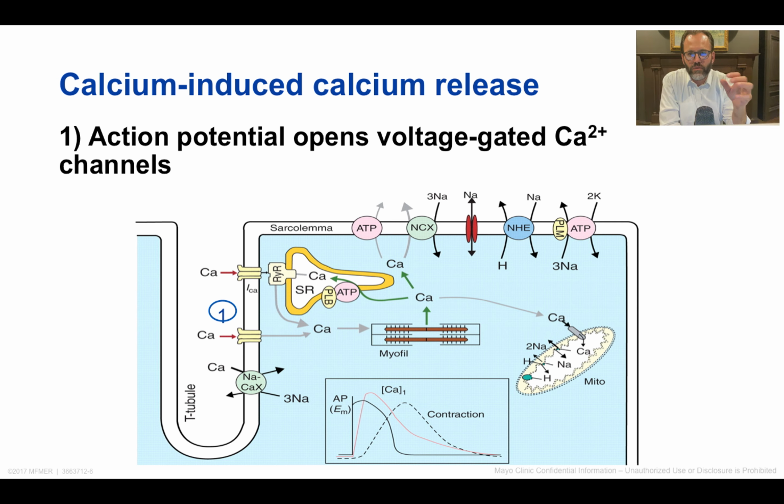And so with calcium-induced calcium release, what happens is that these action potentials open up voltage-gated calcium channels. You can see that here in these T-tubules, or these invaginations, usually at the points of the Z lines, where the calcium channels are activated by an action potential, and that influx in calcium is an initial event with the opening of those voltage-gated calcium channels.